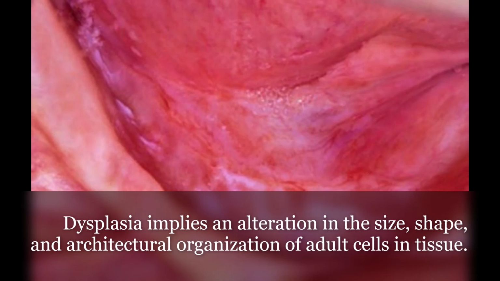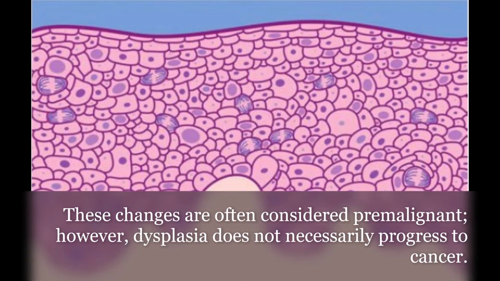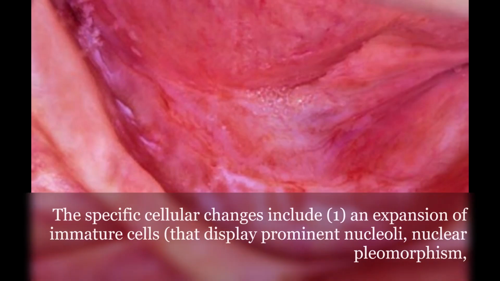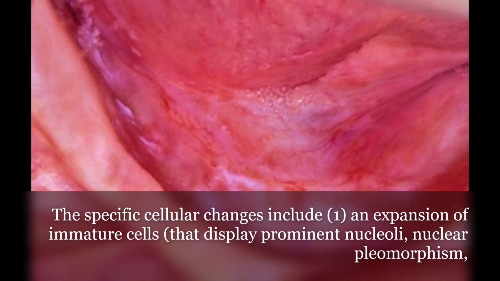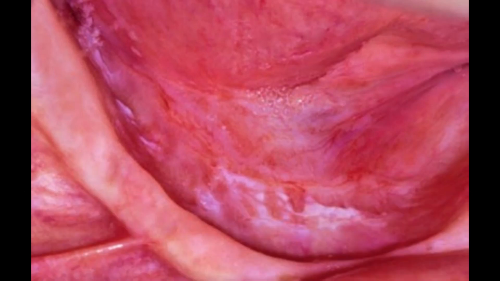Dysplasia. Dysplasia means disordered growth and loss of the normal maturation of cells. Dysplasia implies an alteration in the size, shape, and architectural organization of adult cells in tissue. These changes are often considered premalignant. However, dysplasia does not necessarily progress to cancer.